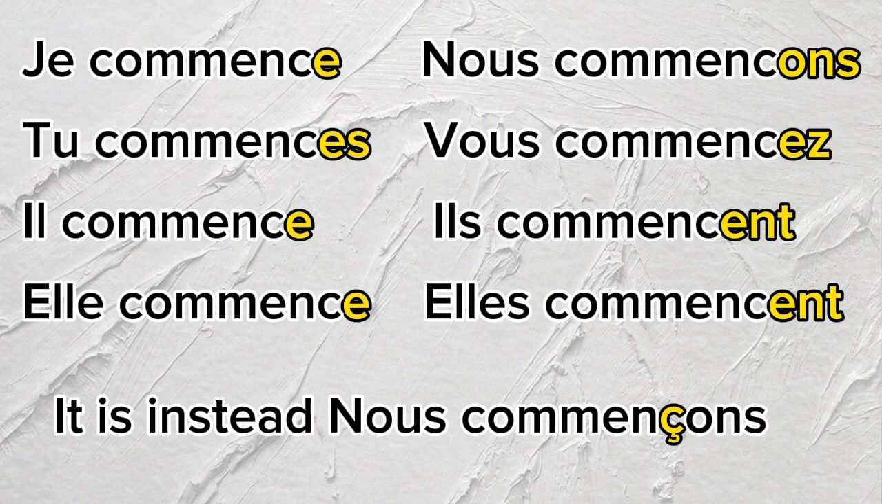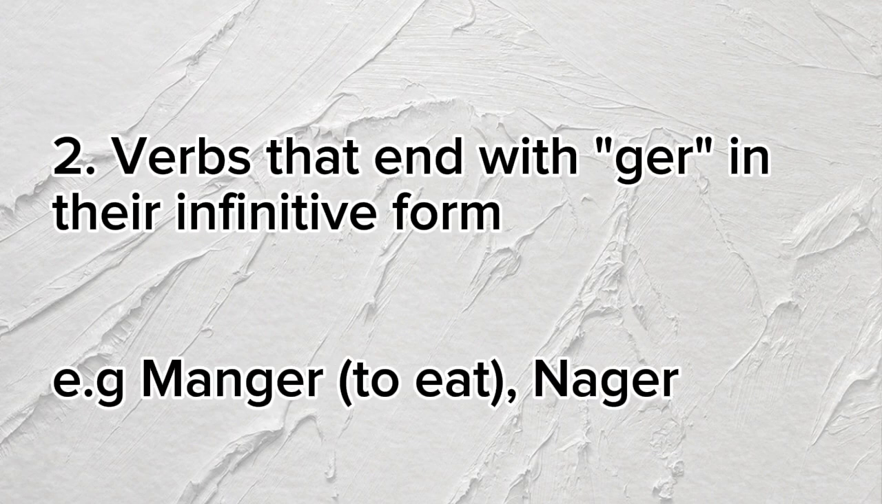So the exception here will be to introduce a cédille, a ç, in the nous form. So you have to drop the c and introduce a ç. Why? To soften the sound. If you don't introduce the cédille, it will be nous commencons, and it doesn't really make sense. So when you introduce the cédille, it gives it an S sound. Nous commençons. But for the vous, you maintain the c. Vous commencez.